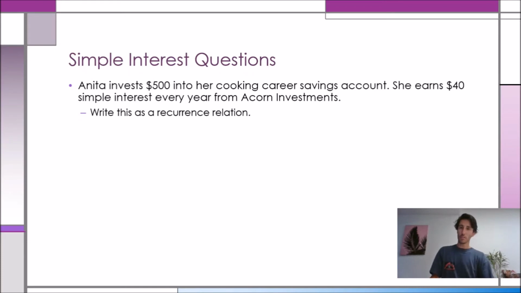Let's look at some questions so we can see how to apply this. Anita invests $500 into her cooking career savings account. She earns $40 simple interest every year from Acorn Investments. So I think a really good habit to get into is underlining the numbers and assigning them what their variables are going to be. So in this case, $500, that is our principal. You don't have to write principal, but I'm just going to write it here. Another name for that is starting value.